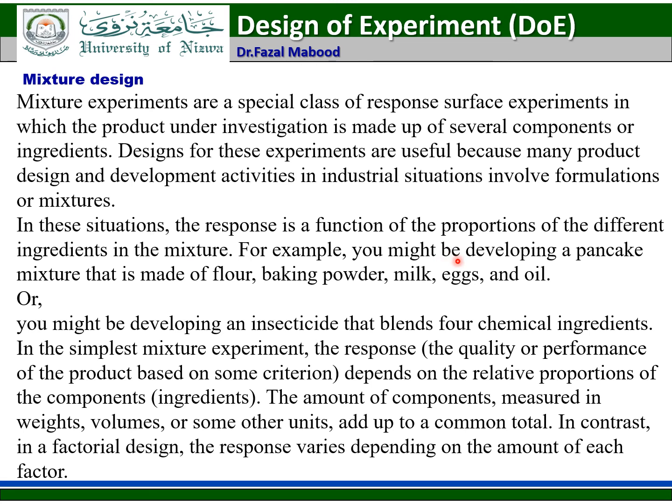For example, you might be developing a pancake mixture that is made of flour, baking powder, milk, egg, and oil. You might be developing an insecticide that blends 4 chemical ingredients. In the simplest mixture design, the quality performance of the product based on some criteria depends on the relative proportion of the mixture components. The amount of components measured in weight, volume, or some other units add up to a common total. In contrast, in a factorial design, the response values depend on the amount of each factor. How?